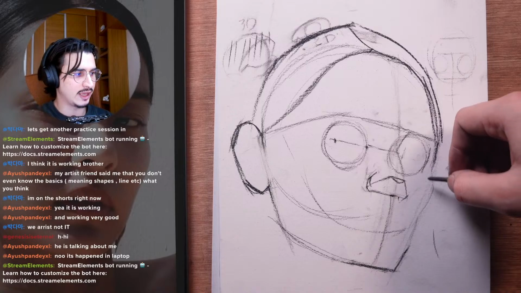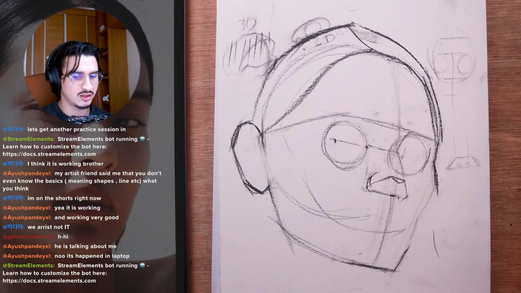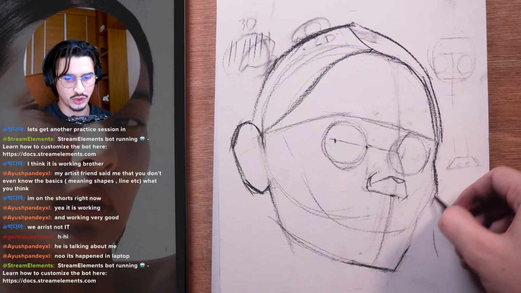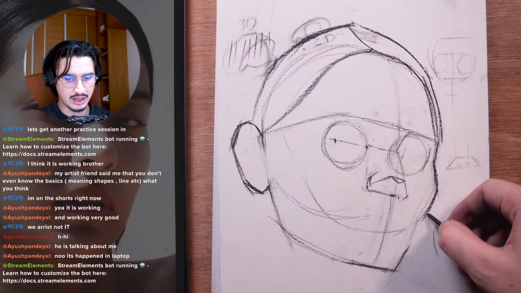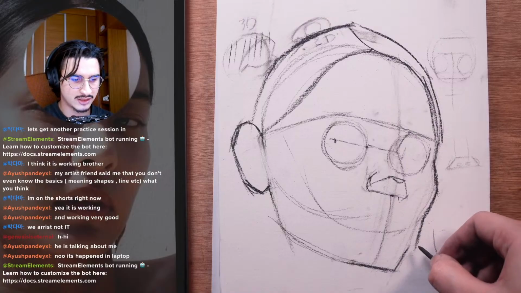I got obsessed with understanding the basic head, to the point where every face I see, I only see circles and squares.